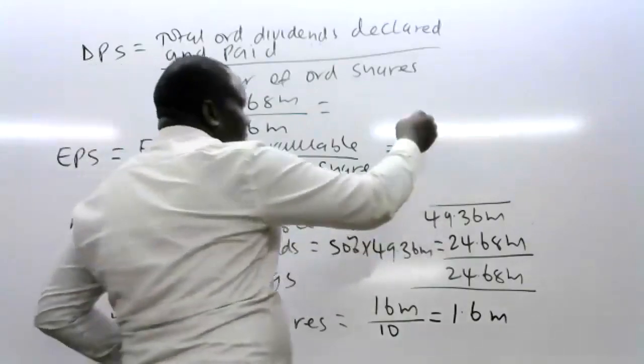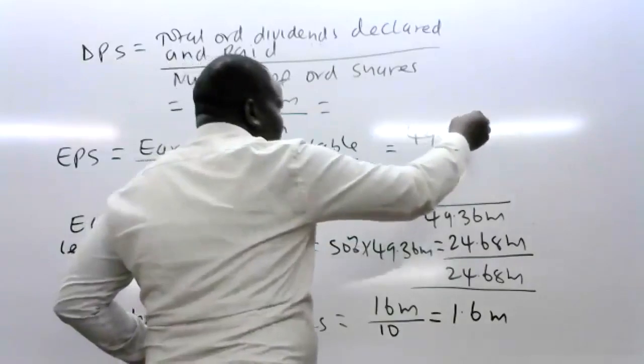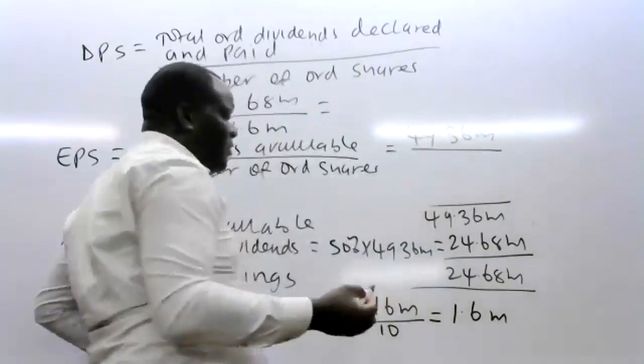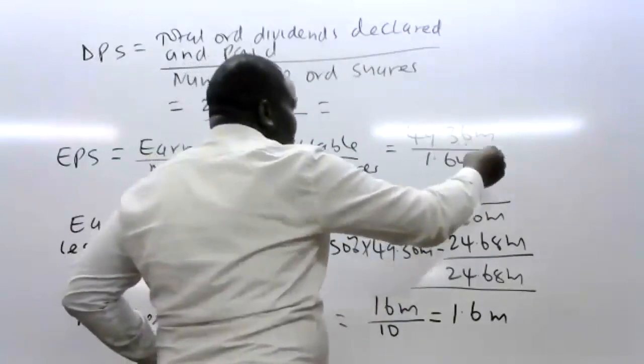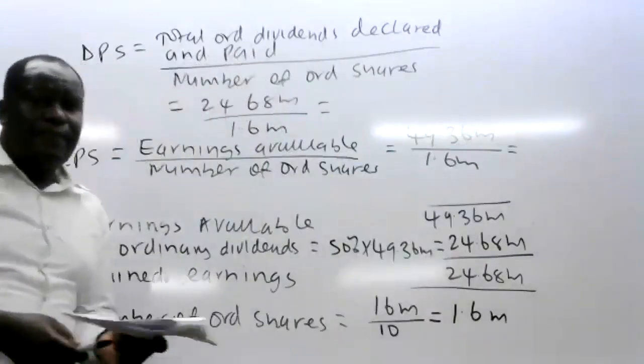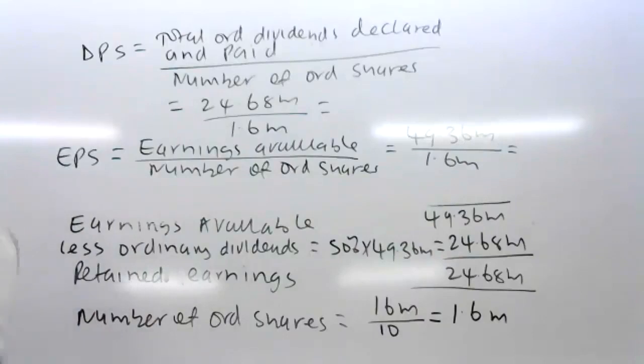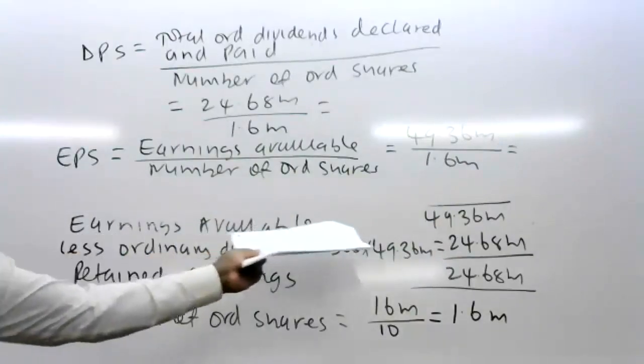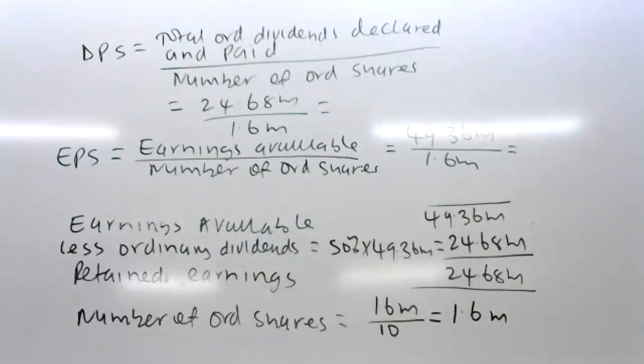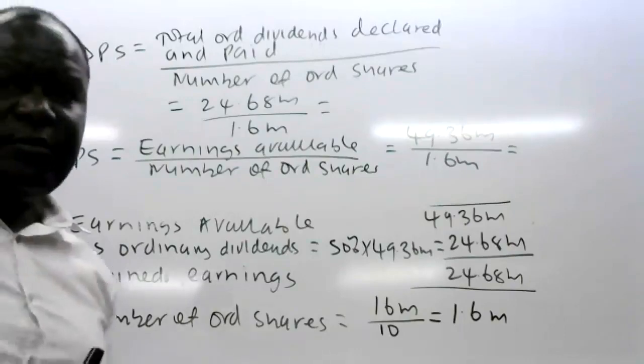So earnings available is 49.36, which we divide by 1.6. Earnings available is from the income statement, the 49.36. So that one is giving us which figure?